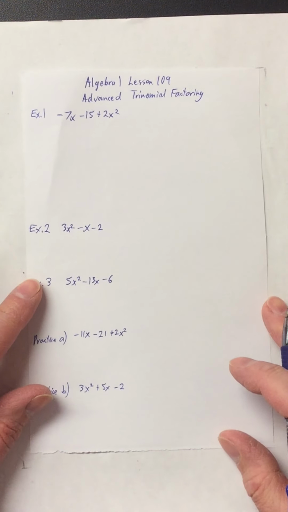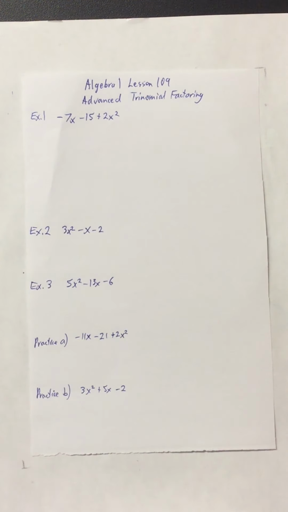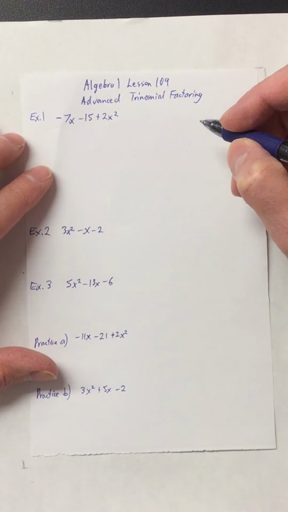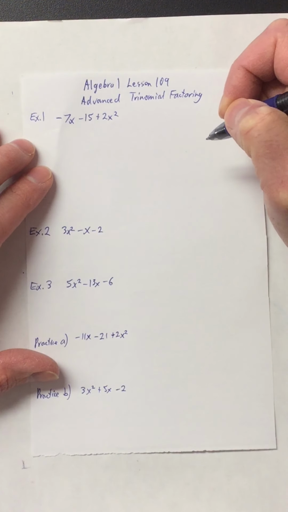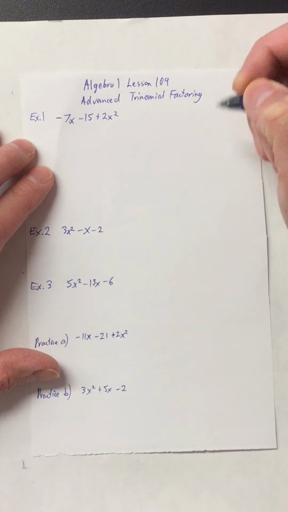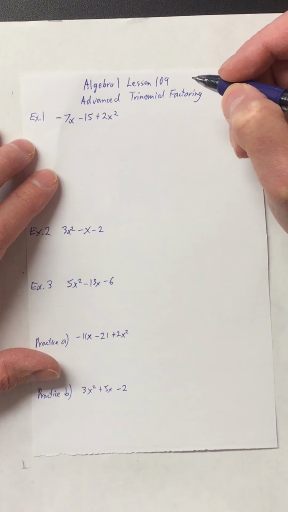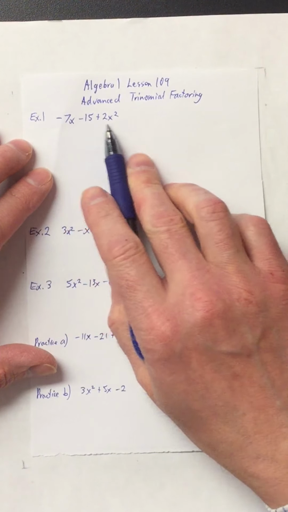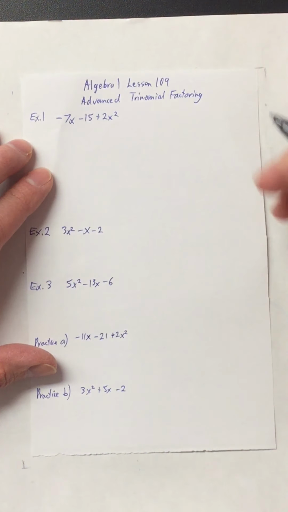This one involves advanced trinomial factoring. And what's advanced about it is that the first term you'll see has a number, and so that actually adjusts how we figure the numbers that go into the two binomials that we factored into. Let's start out by looking at example 1 here, and you can see the three terms there, the trinomial.